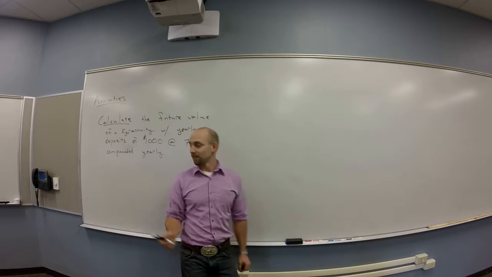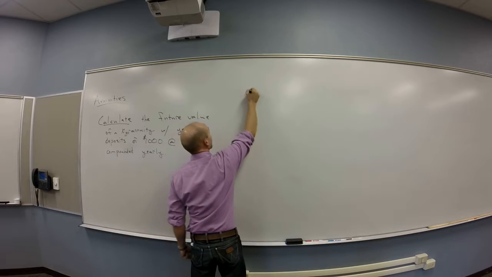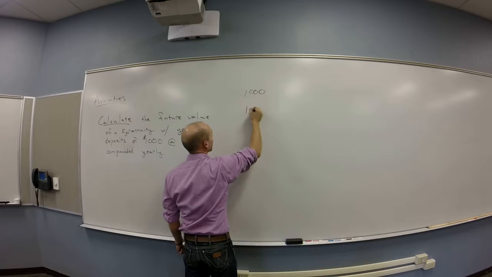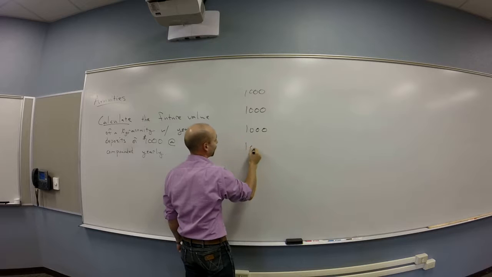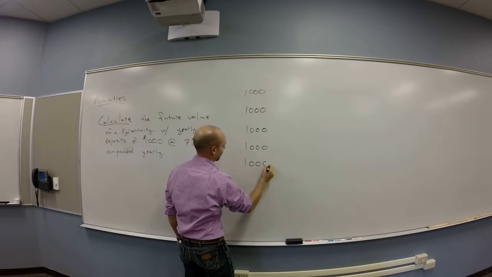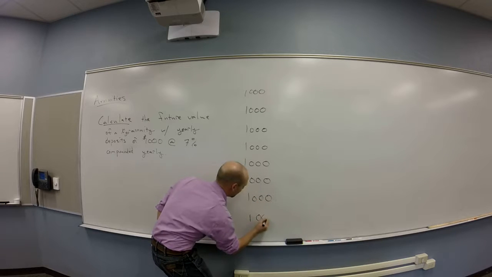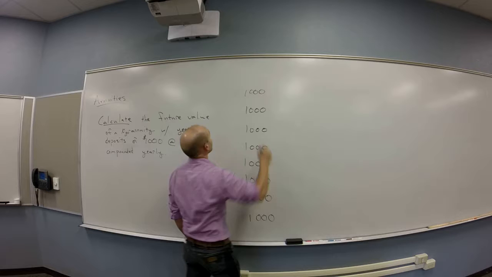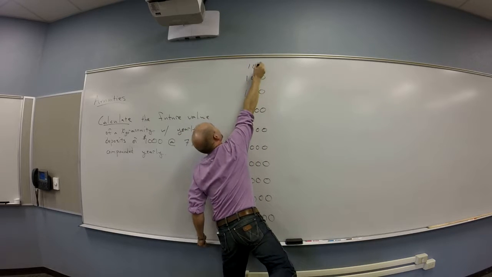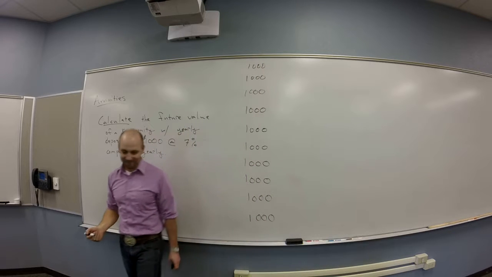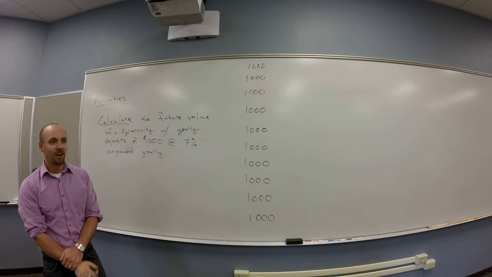You guys see that? 10-year annuity. Deposits of $1,000. So here's the first year. Here's the second year. Here's the third year, the fourth year, the fifth year, the sixth year, the seventh year, the eighth year. The ninth year. The 10th year. Need a step stool. Okay, so I've got all 10 years, right?